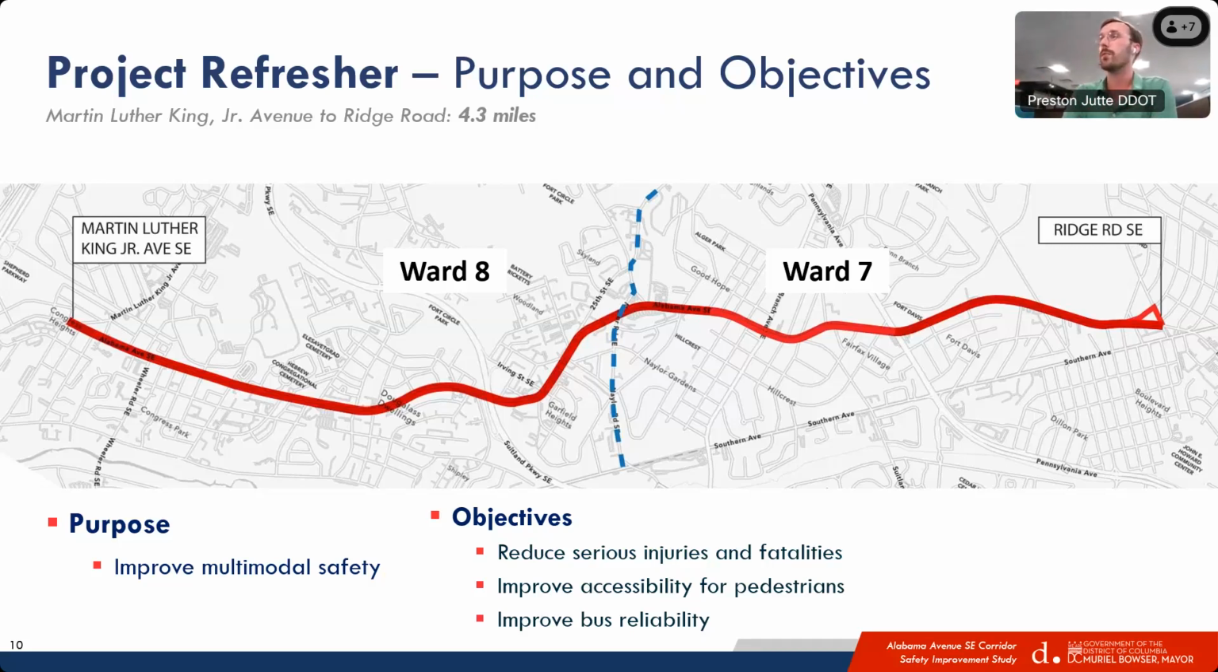So with that, some project refreshers. As Gabe said, we've got a 4.3-mile corridor all the way from MLK Avenue Southeast in Ward 8 to Ridge Road to the east here. The main purpose of this study is to improve safety. And what does that mean in the context of this study? It means reducing serious injuries and fatalities from crashes, improving accessibility for pedestrians, and improving bus reliability. Everything that we talk through, we are always keying back to this, which is improving safety. And that is what we're holding paramount here.